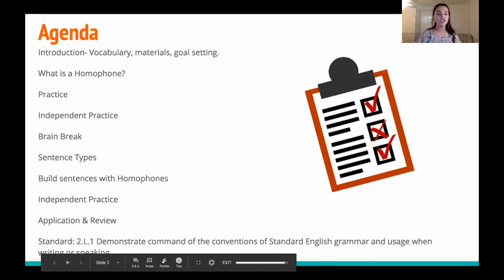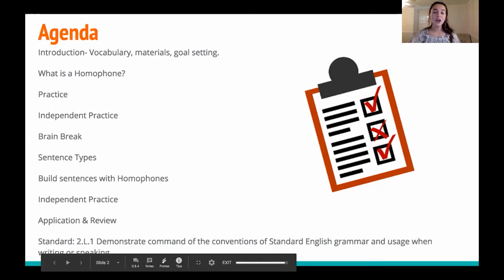And then we will actually get to combine those two elements together and build sentences with our homophones using those different sentence types. And then I'll give you guys a chance to do that on your own, and we will review everything we've done today, review our objective, and yeah.